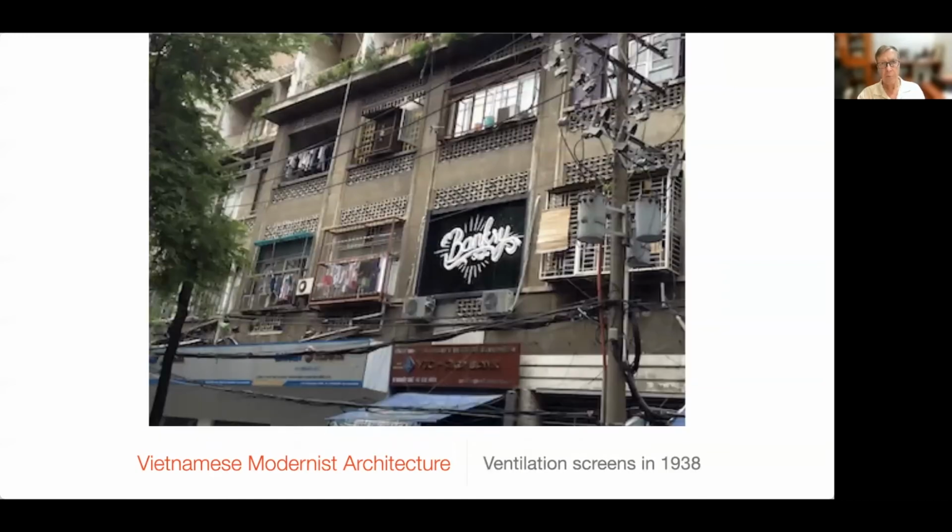One of the earliest modernist buildings to use ventilation screens was the apartment building at 14 Ton Duc Dam Street in the banking district of Old Saigon, constructed in the late 1930s. In this case, ventilation screens were placed above and below all window openings to create circulation of air in the interior spaces.